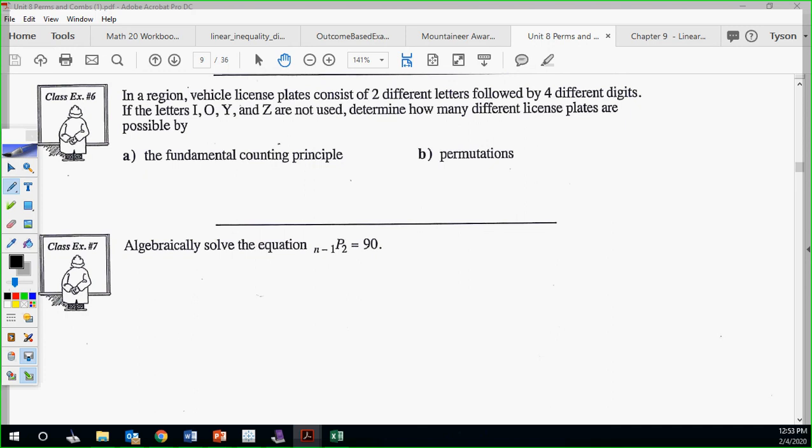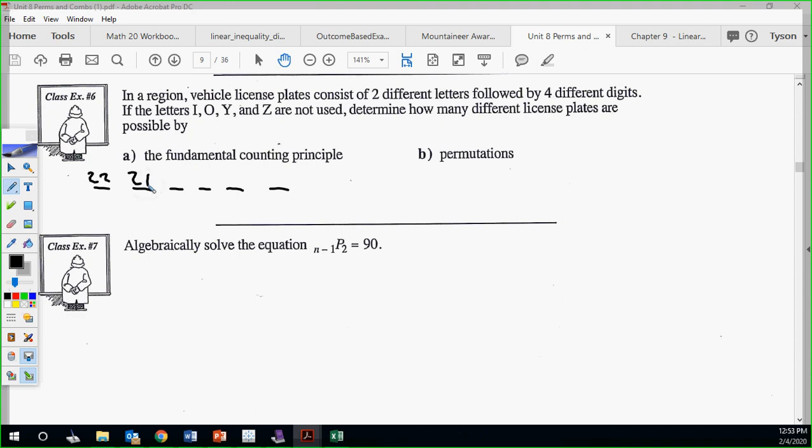So we know we're looking at 2 letters and 4 digits. So we have 6 spaces. Okay. So my 2 letters, the letters I, O, Y, and Z are not used. So we have 4 letters that aren't used. So what's my number? 22. Can I repeat? Does it say it can't repeat? Two different letters? Okay, good. You're right. So 21. Okay. 4 different digits. So good point. Good job reading those. 4 different digits.